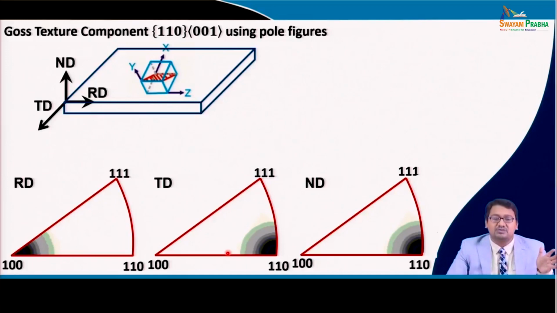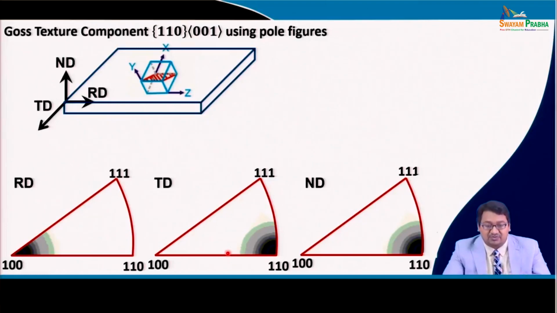Now, let us talk about the Goss texture component, 110 001 type texture component, using the inverse pole figure. In this case ND is parallel to this direction, which is 110, and RD is along Z, which is 001. So, the RD inverse pole figure will show intensity at 001, whereas the ND inverse pole figure will show intensity at 110.